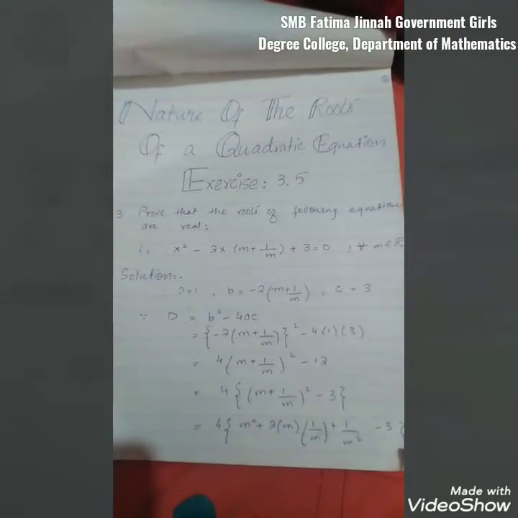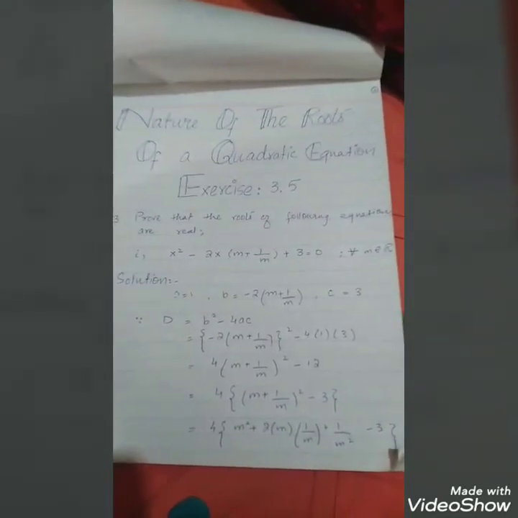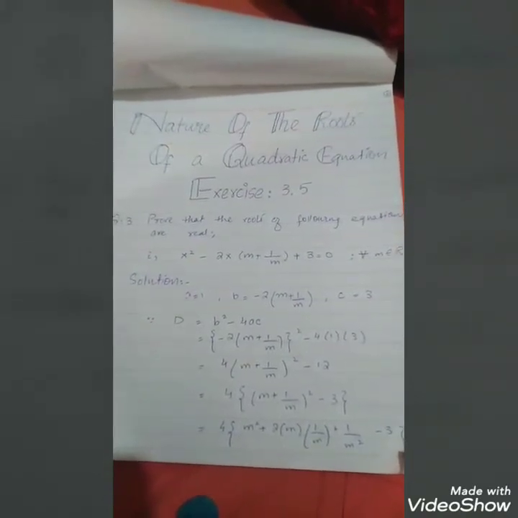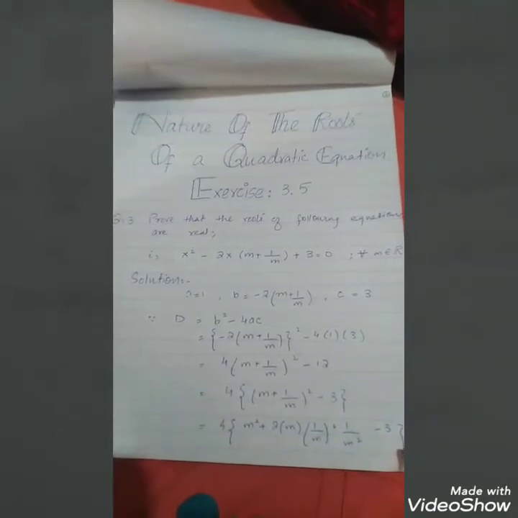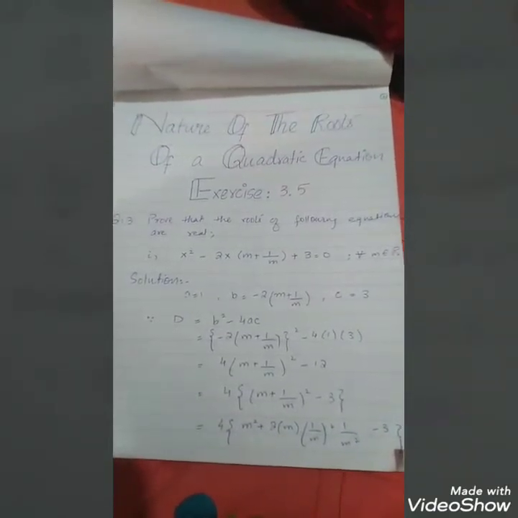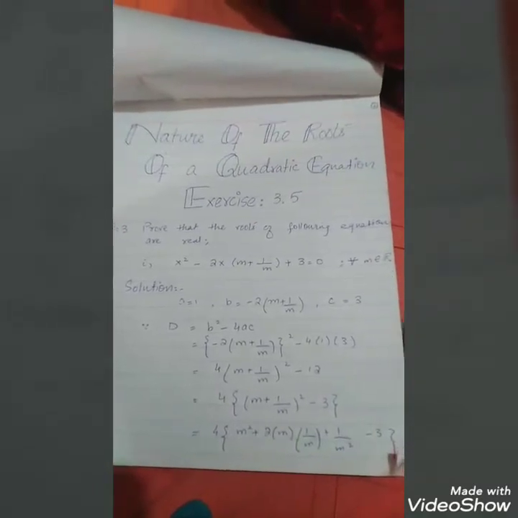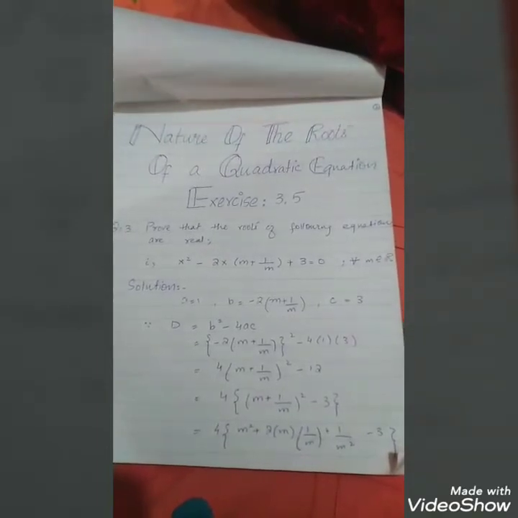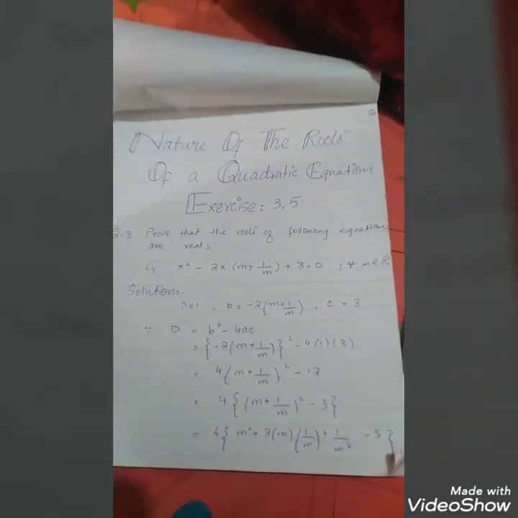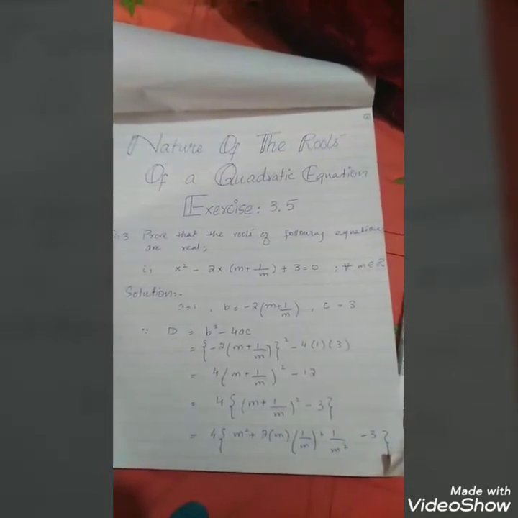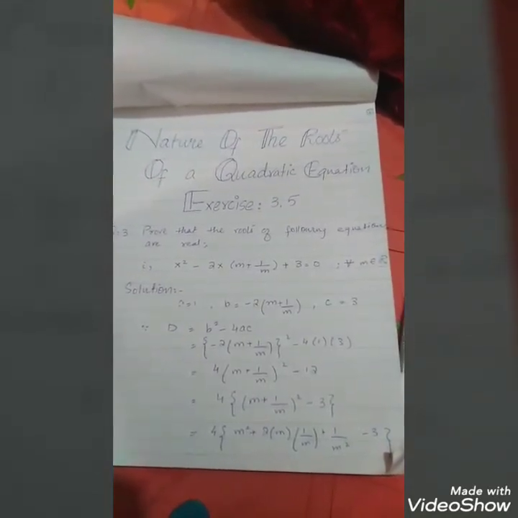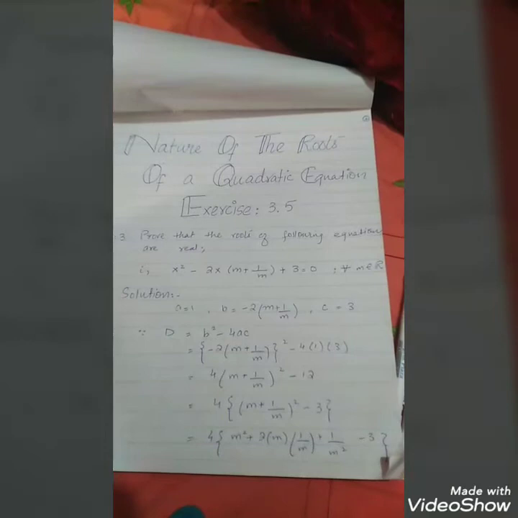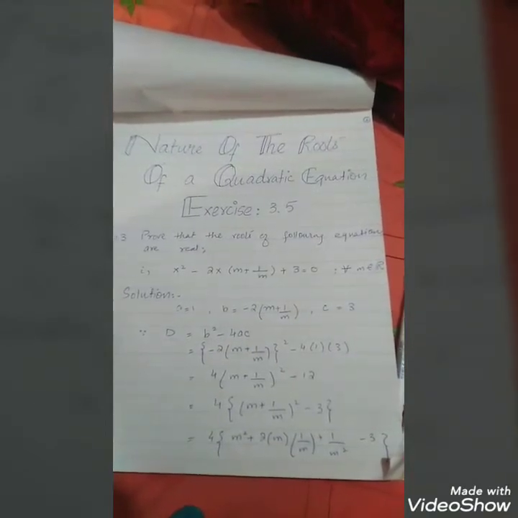As you can see, I have substituted the values of a, b and c. In place of b, I have written minus 2 into m plus 1 upon m inside the whole square, minus 4. In place of a, I have written 1, and in place of c, I have written 3. Now the equation has turned to minus 2 square is 4 and m plus 1 upon m with whole square, minus 4 ones are 4 and 4 threes are 12. By taking 4 common from both of these terms, I have got 4, and inside the bracket I have m plus 1 upon m whole square minus 3.